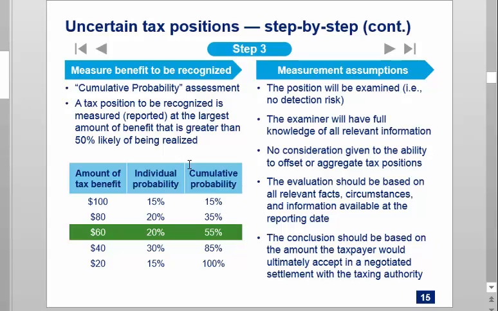Now, you're supposed to use the assumptions on the right-hand side of the page. So you're supposed to assume I'm going to be audited, the examiner has full information, I'm not going to horse trade. But now the fourth one is where things change. The evaluation should be based on all relevant facts, circumstances, and information.